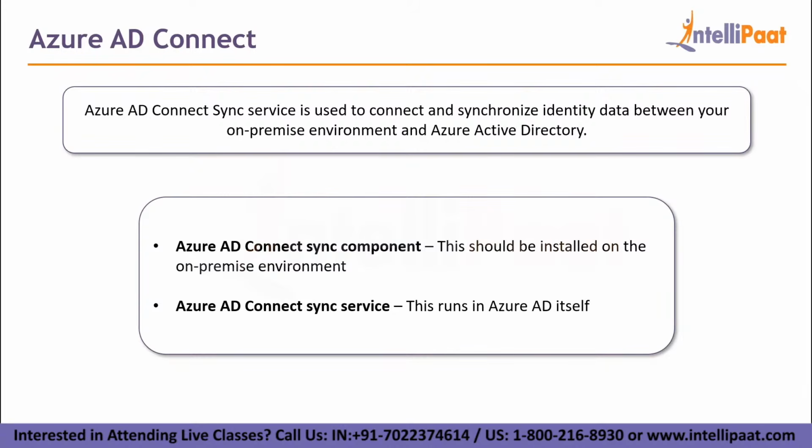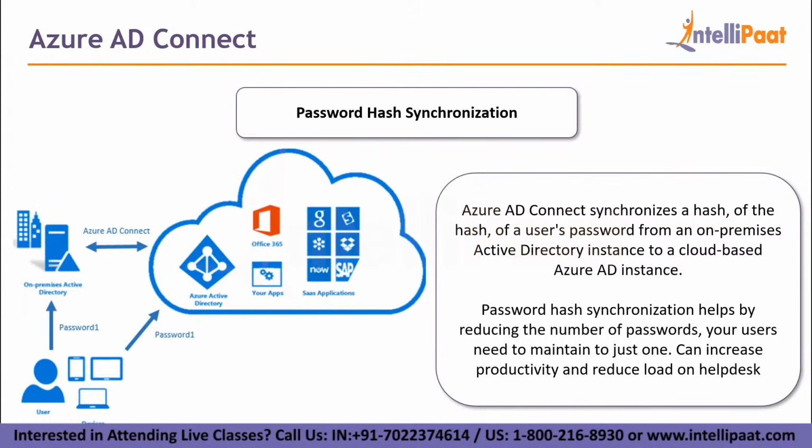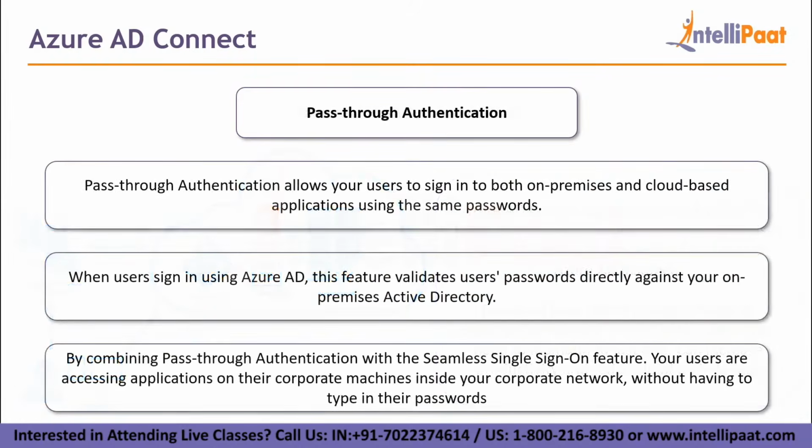First of all, you need the sync component and the sync service. The first thing is you should install the sync component in the on-premises systems, and that's it. Once you do that, the Connect Sync service automatically runs itself and syncs the Active Directory with the Active Directory on the on-premises setup. There are two more concepts you'll have to know. One is password hash synchronization, and the other is pass-through authentication.